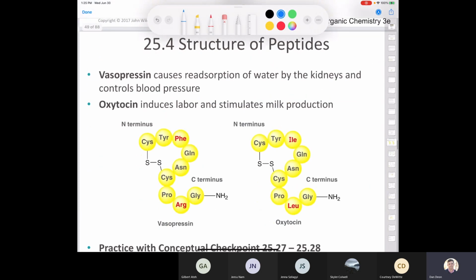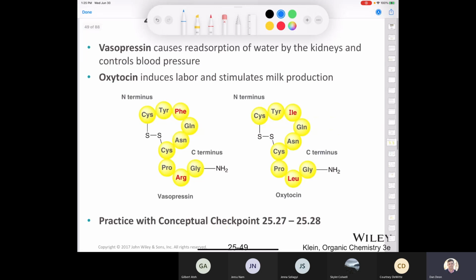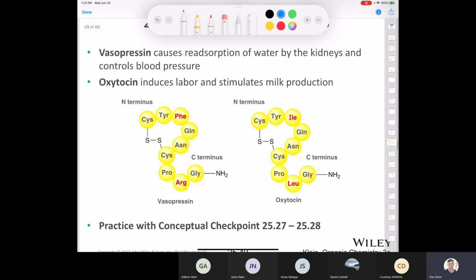Some other examples that are shown over here are vasopressin and oxytocin, not OxyContin. That's like an analog of morphine. That's something completely different. But anyhow, vasopressin, you can see that it causes reabsorption of water by the kidneys and controls blood pressure. Now, something that you notice about vasopressin is that it's got a disulfide bridge in the molecule.